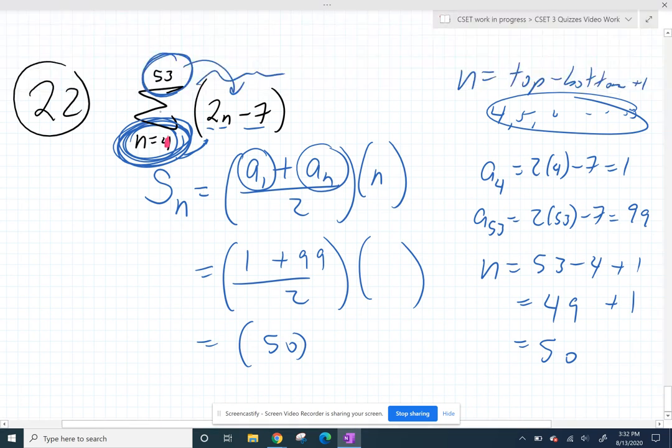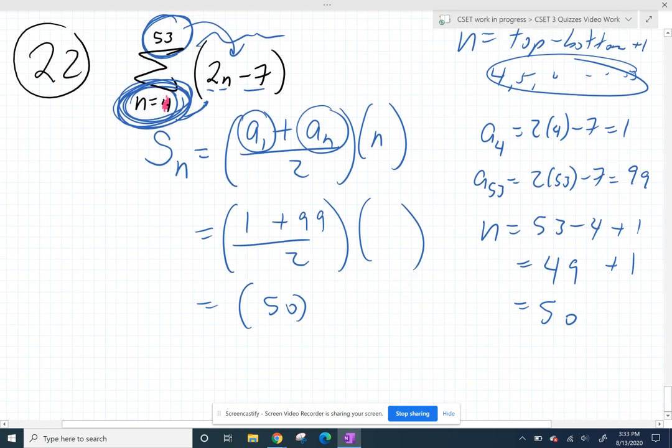So remember when we started off with a 1 at the bottom, it was super easy, and you were just like, bam, from the first term to the 53rd term, that's 53 terms. But if you tried to subtract 53 minus 1, you would have gotten 52 terms. So you can't just subtract, you have to add that extra 1.